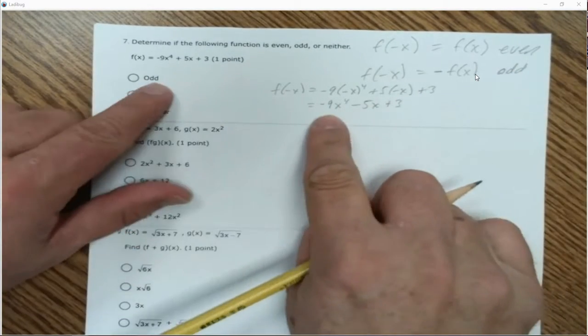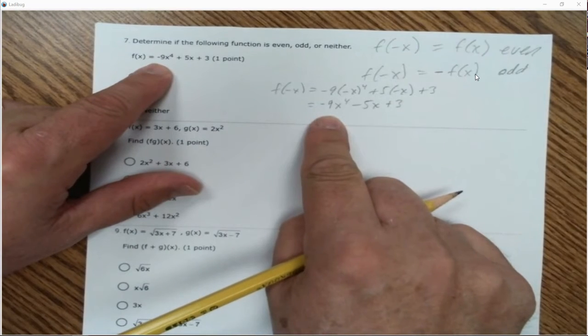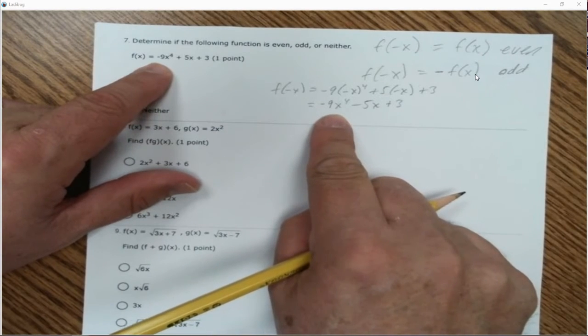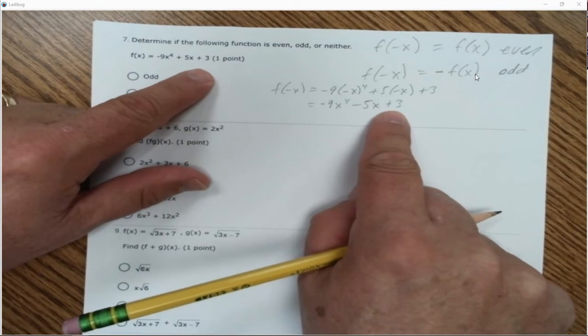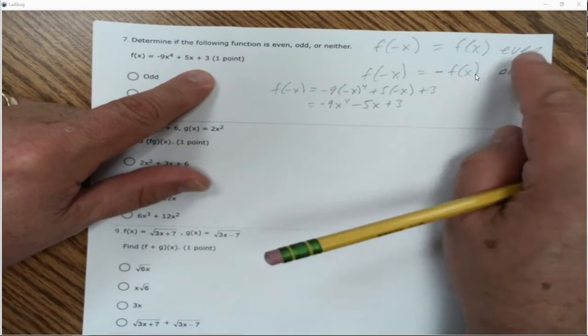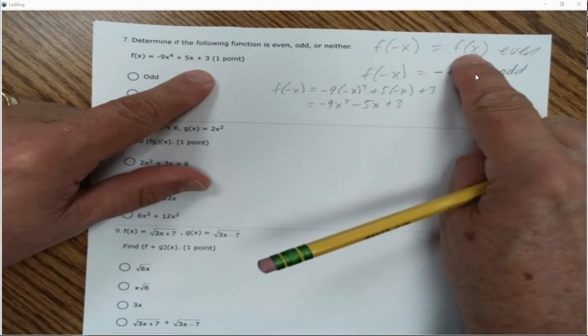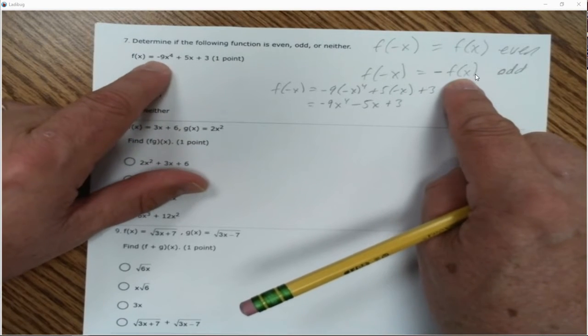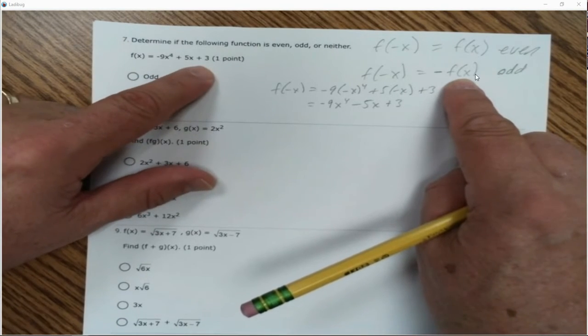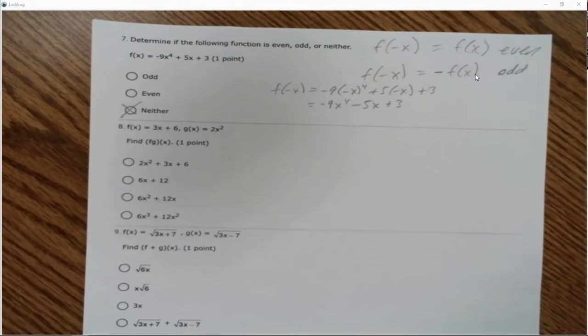Well, how does this compare to the original? That's exactly the same, negative 9x to the 4th. This is switch signs. It's the opposite sign, and that's exactly the same. We didn't end up with the exact same thing. We didn't end up with the total opposite. If there's total opposite, then this would be positive, this would be negative, and this would be negative. So we ended up with something else. Neither. It's neither even nor odd.